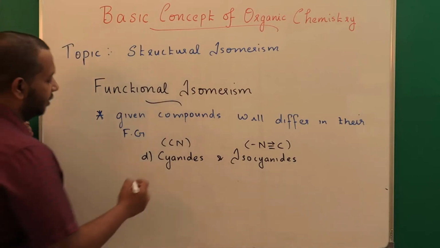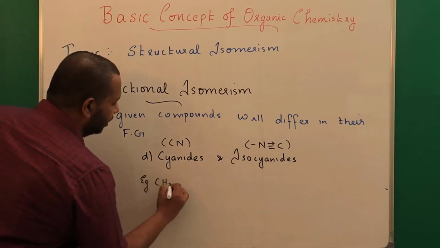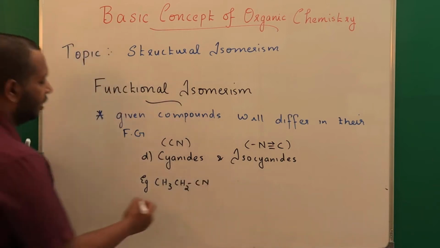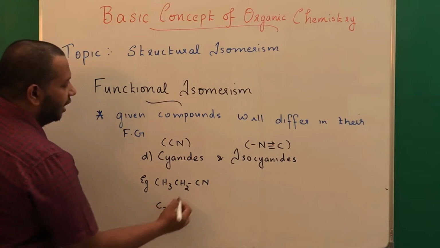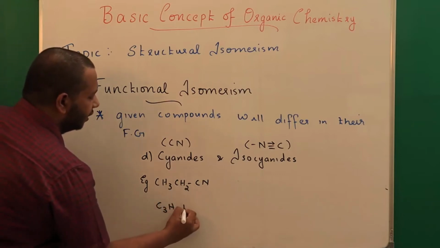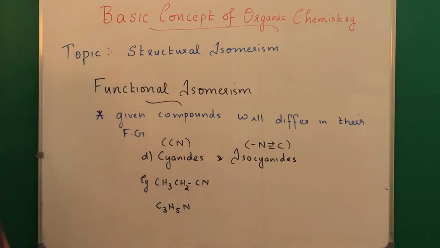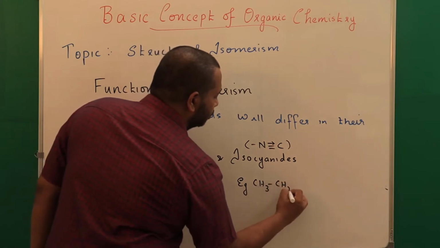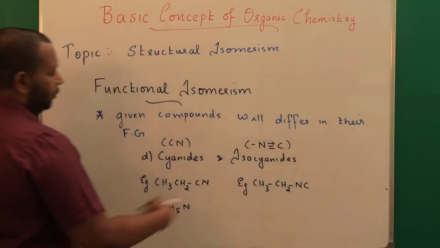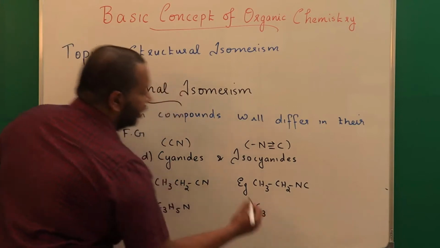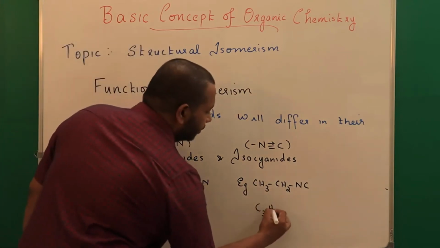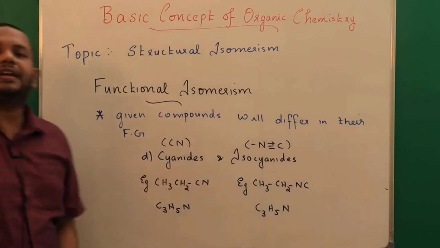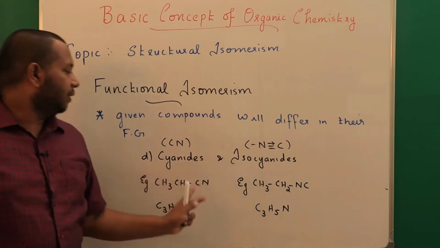We will see an example, CH3, CH2, CN. Now count the carbon atoms, 3 carbon atoms, so C3, hydrogen atoms, H5N, correct? Now coming to the isocyanide, we can say CH3, CH2, NC. Now again, if you count the carbon atoms, it will be 3, hydrogen atoms, it will be 5, correct, and 1 nitrogen atom. So both are having the same molecular formula, but they are having different functional groups.